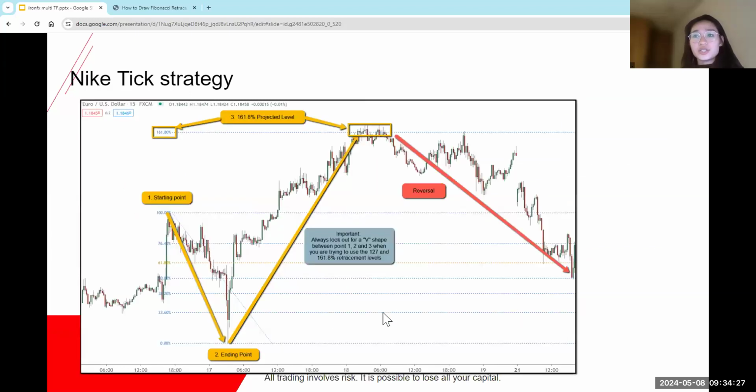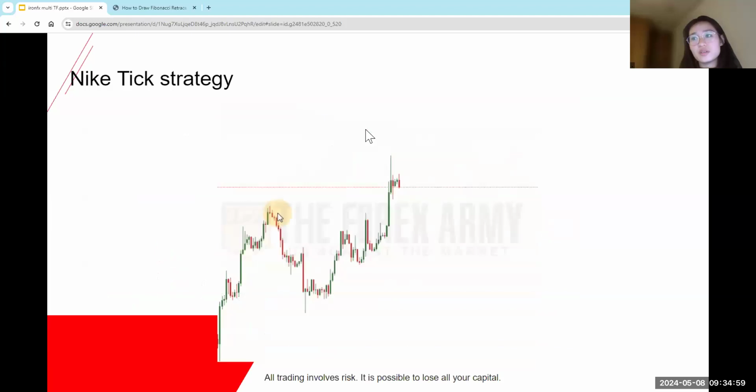For our Nike tick strategy, you can see the Nike tick being drawn out by our yellow arrows here. Your starting point and ending point is the head of the V shape. Your projected level is basically where the tail of the tick ends, like over here. Your projected level here is 161.8, but it can also be 127.2, and we're expecting a reversal from there. Here's another example from this GIF.